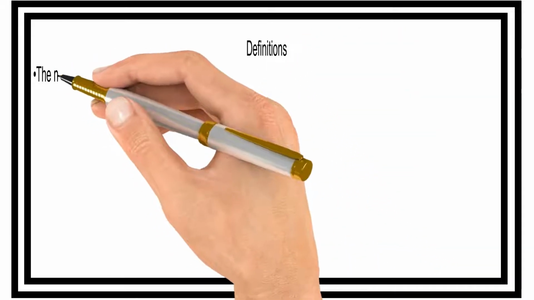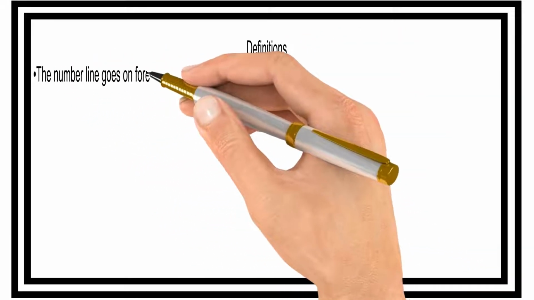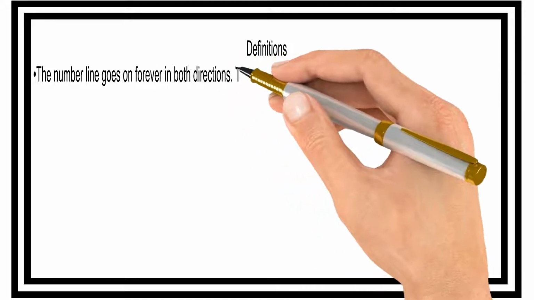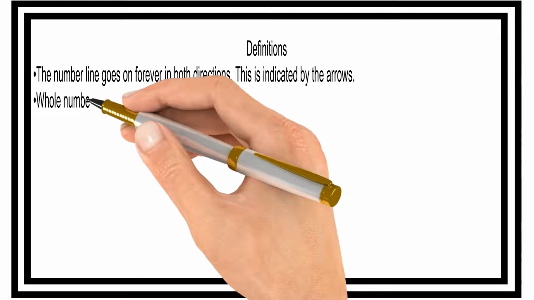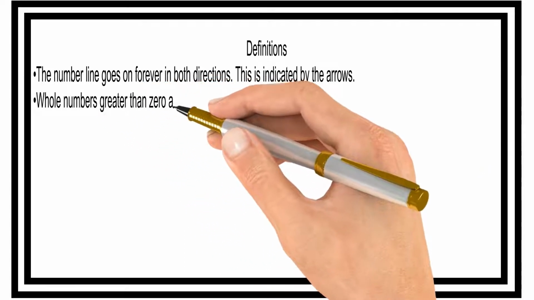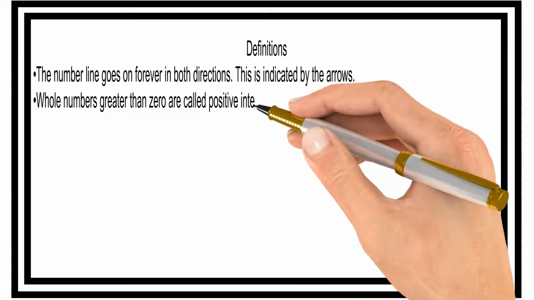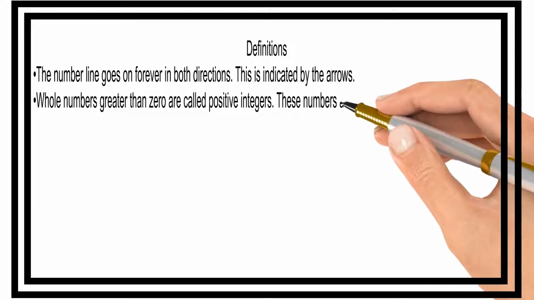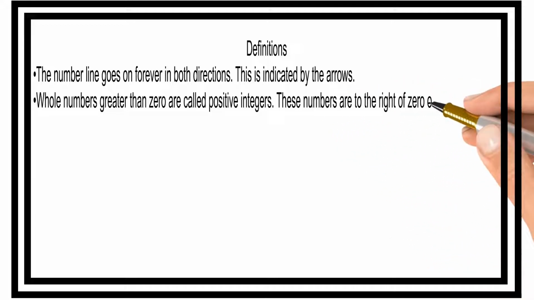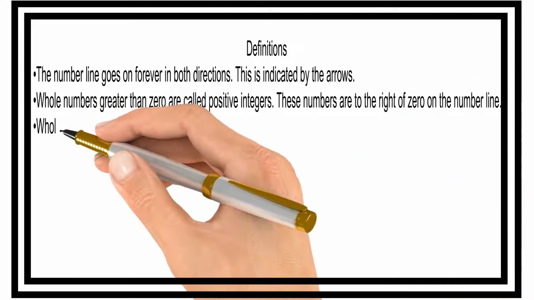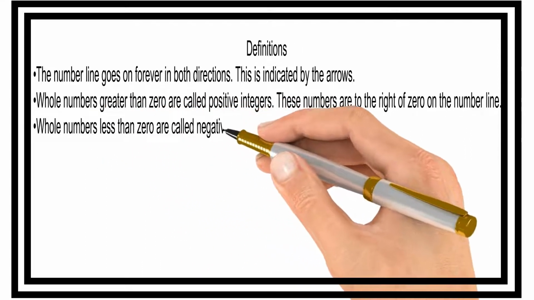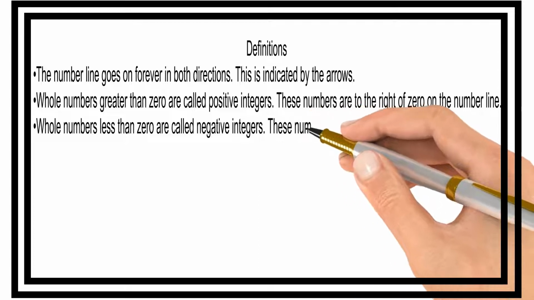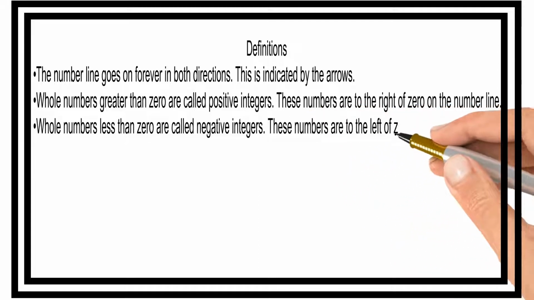Definitions. The number line goes on forever in both directions. This is indicated by the arrows. Whole numbers greater than 0 are called positive integers. These numbers are to the right of 0 on the number line. Whole numbers less than 0 are called negative integers. These numbers are to the left of 0 on the number line.